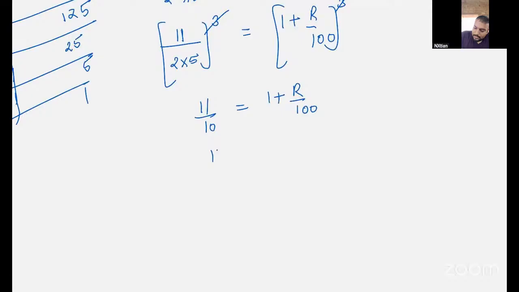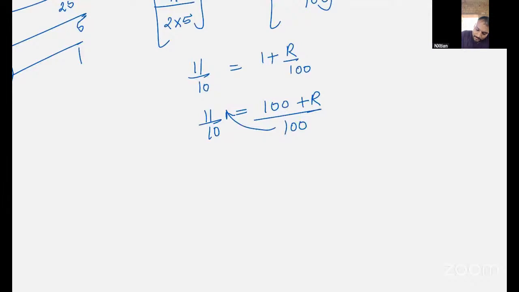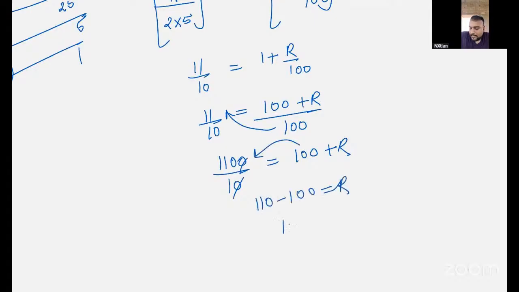11 is equals to 100 plus r upon 100. Okay, now this will go that side. So it will become 1100 upon 10 is equals to 100 plus r. This and this will cut, and this will go that side. So 110 minus 100 is equals to r. 10 is equals to r.